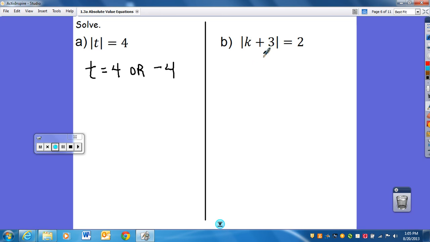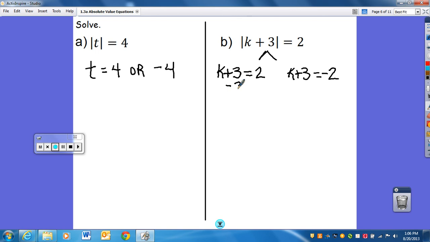If there is an expression inside the absolute value and it is isolated, meaning there's nothing outside of the absolute value symbols, we can set up our two situations to solve, our two equations to solve right away. So we have k plus 3 is equal to 2, or k plus 3 is equal to negative 2. And then we can go ahead and solve and come up with our two answers.